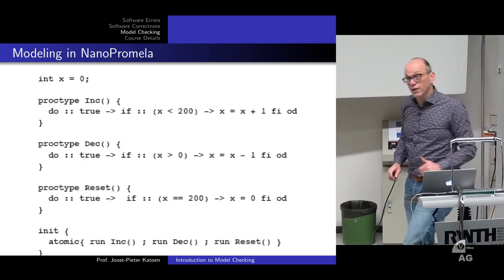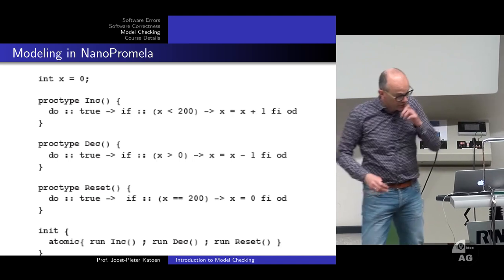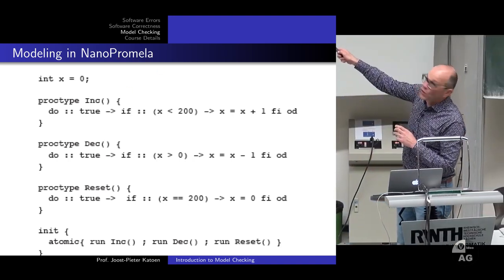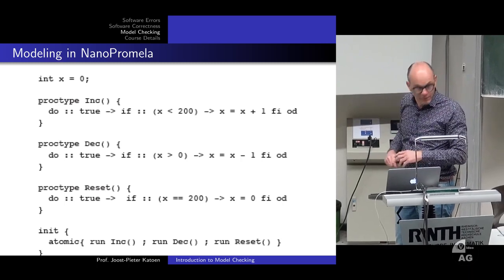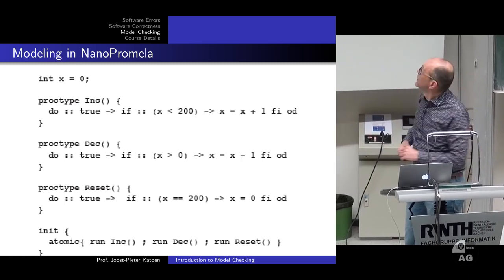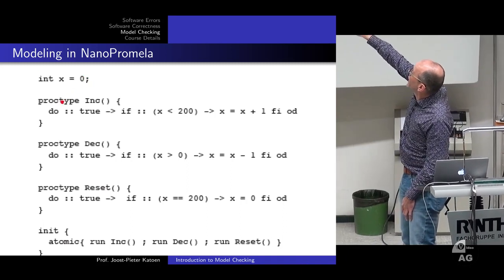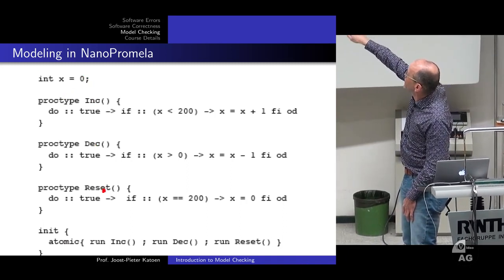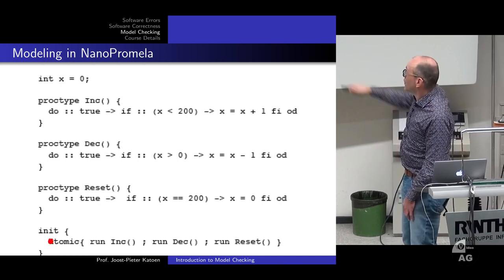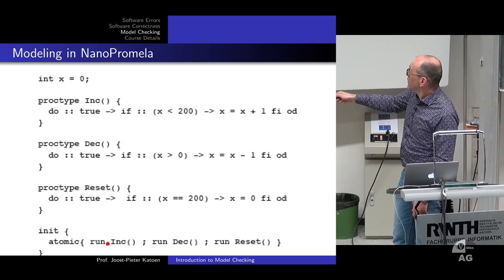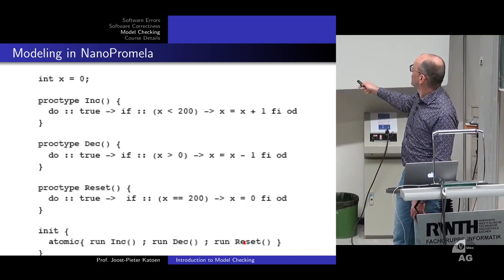So this is the code that you can put into the SPIN model checker. The input language is called Promela. I only use a fragment of it, the nano fragment of Promela. So here you see initially we have a global variable, x, set to 0. We have 3 threads, inc, dec, and reset. And we have the main module. The main module says, okay, you run inc, you run dec, and you run reset.